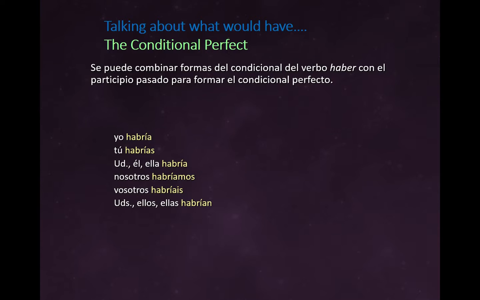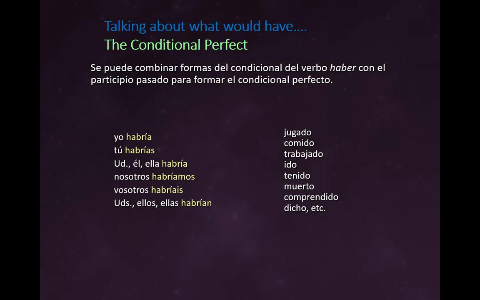So let's practice saying these. Habría, habrías, habría, habríamos, habríais, habrían. Muy bien. And then we combine that with the past participles that you've already learned, and that's how we get conditional perfect, meaning I would have done something.